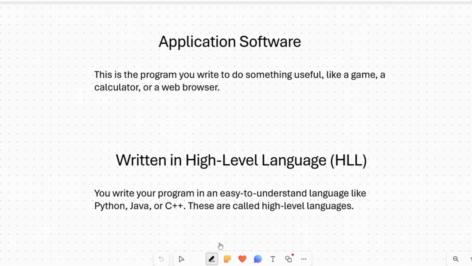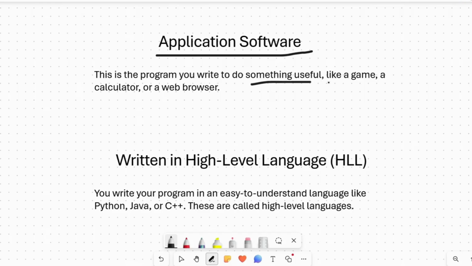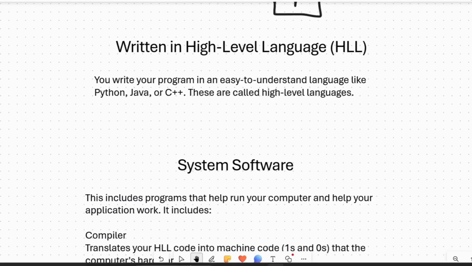First we learn about application software. This is the program you write to do something useful, like a game, calculator or web browser. It's an application, just like one of the apps we use for social media. This is Facebook. So Facebook is also application software.